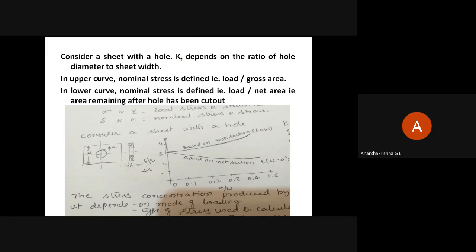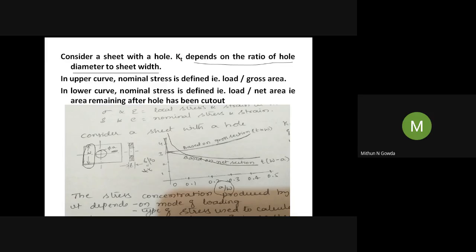Next, coming to the plate with a hole case again. KT depends on the ratio of hole diameter to sheet width. Please remember in DME1 we have done many such problems where we take the A by W ratio, where A is the diameter of the hole and W is the width of the plate. Depending upon the A by W ratio, there used to be a curve something like this in your data handbook. Do you remember this?